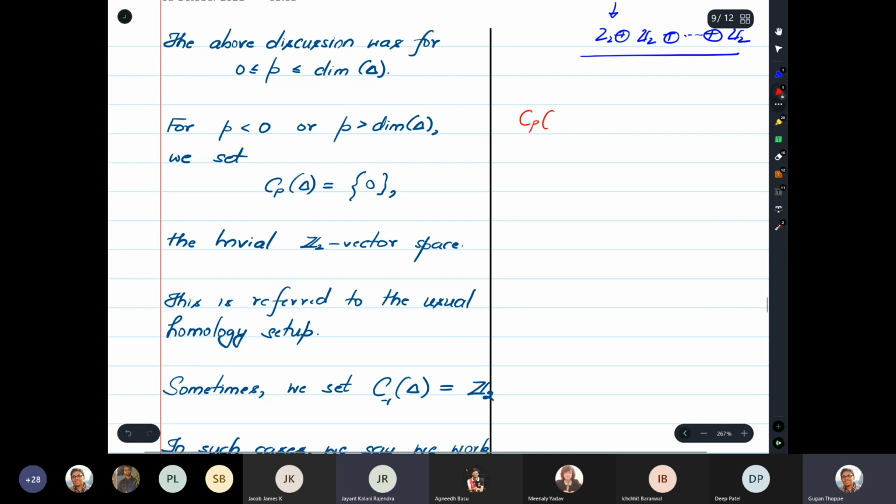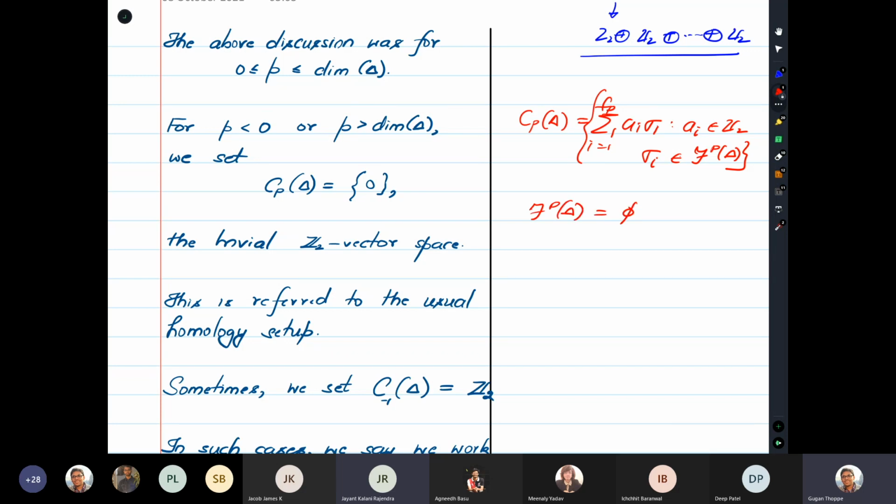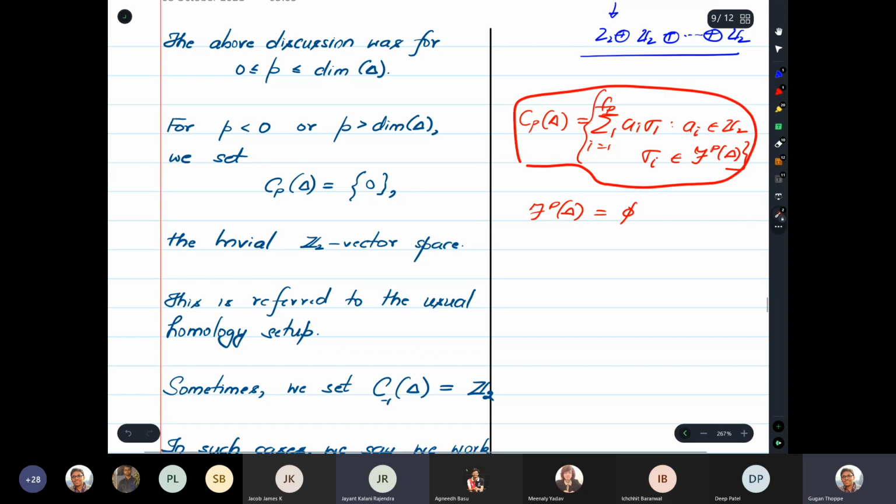So recall how we define C_p(Δ). It is the summation i equals 1 to f_p, so it's the collection of all these formal sums, such that a_i belongs to Z2 and these sigma_i belong to the calligraphic F_p of Δ. So this is how we define it. However, when p satisfies either this condition or this condition, I hope you agree that this F_p of Δ will be empty. So it's not clear how we would go about defining this C_p of Δ.